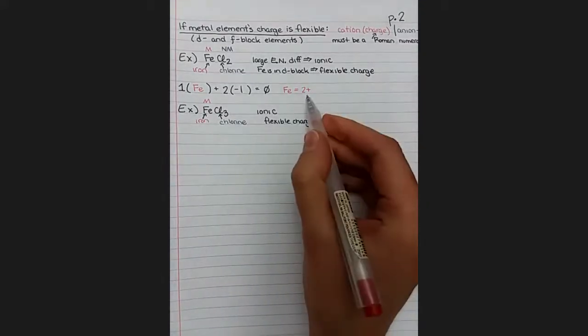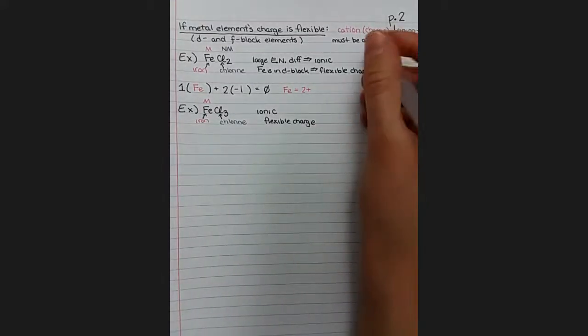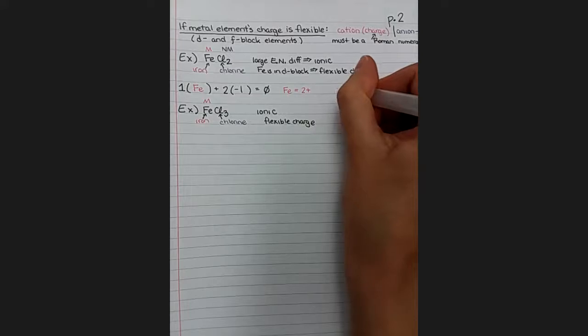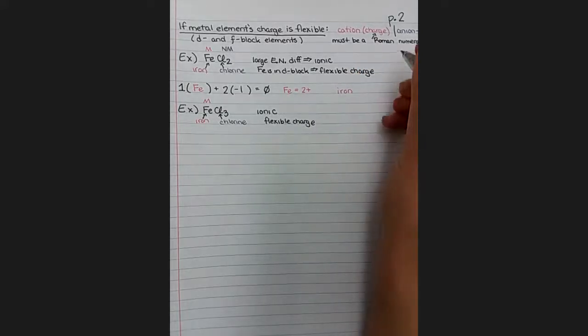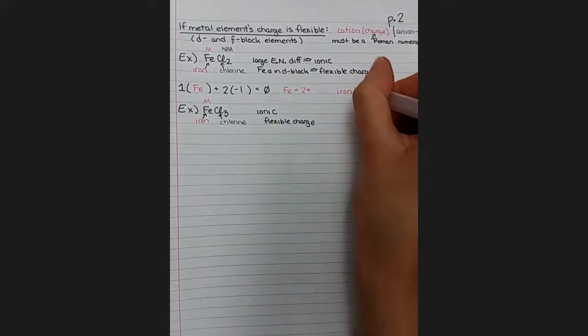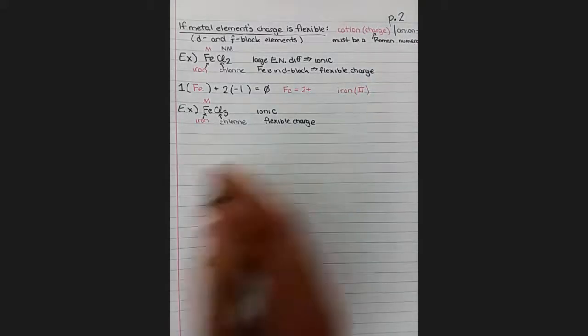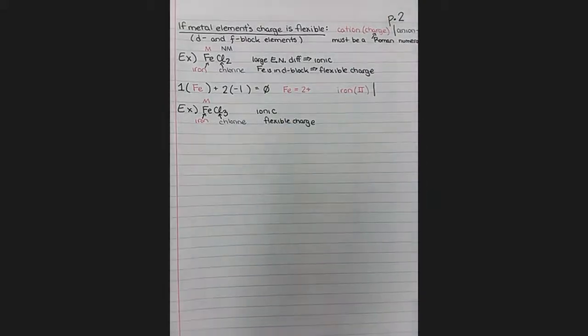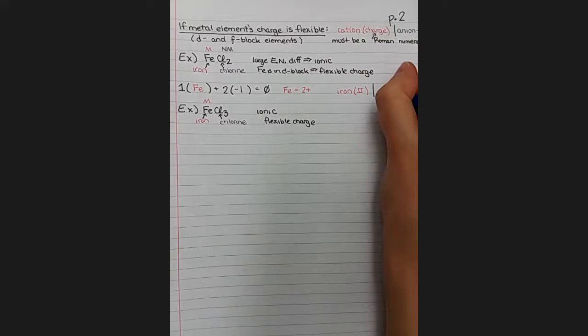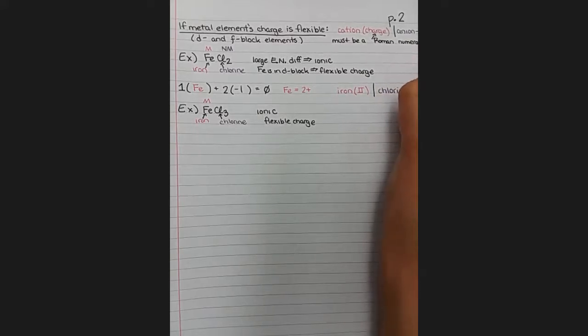So now that we know the charge, we're ready to write the name. So we write the cation, that's iron. Then we write the charge in parentheses as a Roman numeral. So left parenthesis, Roman numeral 2, right parenthesis, we leave a space. And then we write the anion, chlorine, and we change it to chloride.